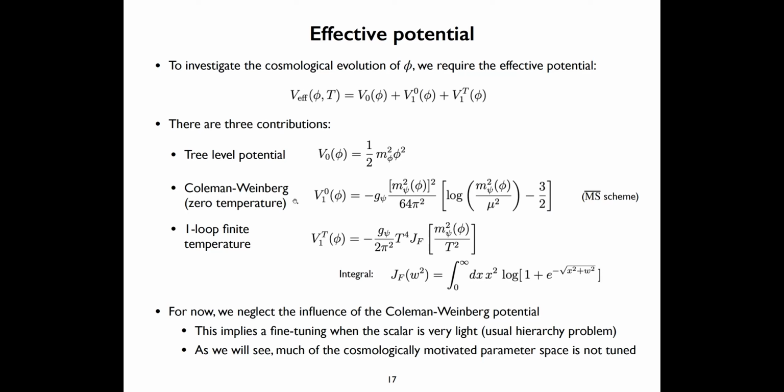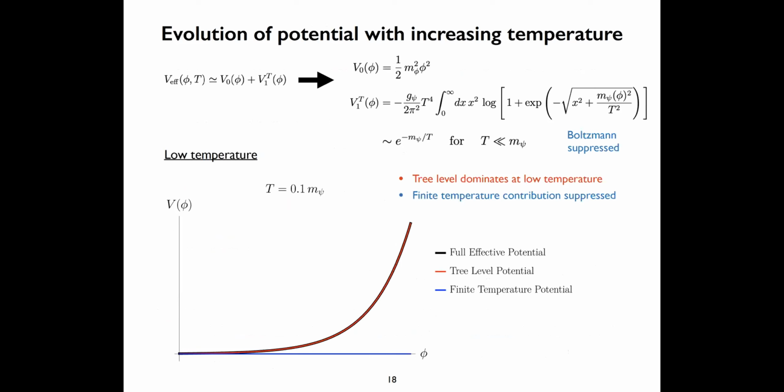And for now, we're essentially just going to neglect the influence of the Coleman-Weinberg piece. And what we'll see is that this implies a fine tuning when the scalar is light. It's essentially just the usual hierarchy problem. So if we want to go into parameter space where the scalar field is very light and the coupling is not too small, then we might expect, just as we always do with light scalars, that this could influence it. But for now, we're just going to neglect it. So it constitutes a tuning in those regions of parameter space. So I'll just delineate where that is in the parameter space. As we'll show, much of the interesting region from the point of view of dark matter abundance is in a region where it's not tuned. All right, so then let's study the effective potential. So I'll start at low temperatures, and we'll just keep turning up the temperature and see how things develop. So at low temperatures, we just have the classical tree level piece, which I'll just model as a quadratic piece.